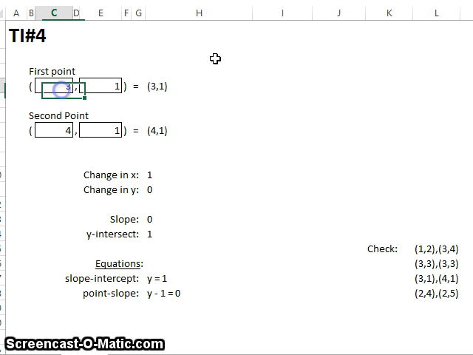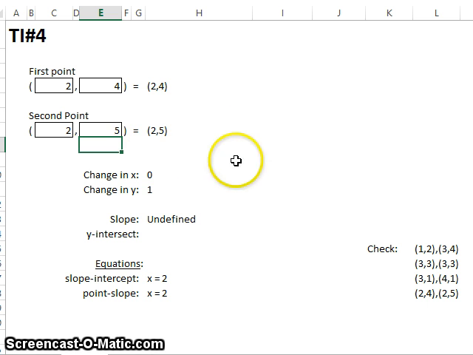Alright, and then for our fourth and final point, we'll be looking at the point 2, 4, and the point 2, 5. And so here it calculates our change in x and change in y, and we know that slope is going to be change in y over change in x, and so we'll be dividing by 0, which is not allowed in math. And so then our slope here will just be undefined, and so then our equation wouldn't actually be a y equals equation, it would just be a simple x equals 2.